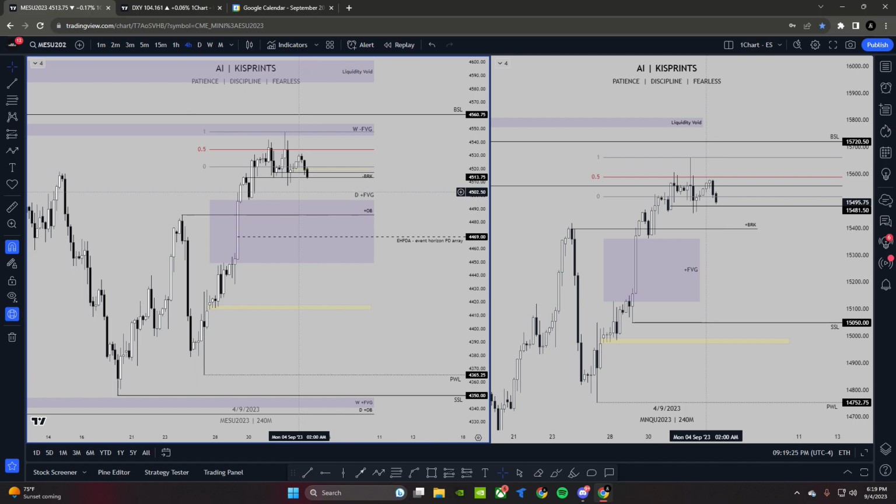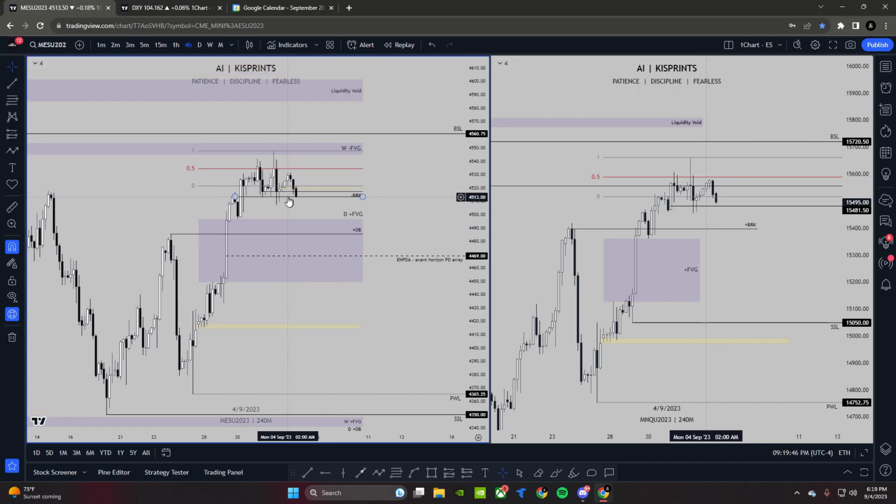But we can expect this order block to hold for now. If we want to see a change in the state of delivery, we would want to see this order block get disrespected right here, and that would basically be our signal for lower prices. Now, do keep in mind this daily fair value gap, but for now I'm currently marking out this breaker right here. Like I said, I would like to see a sweep of this high.